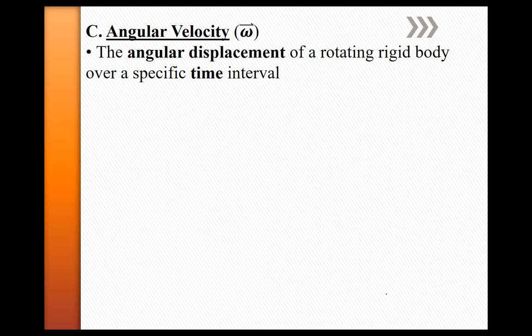So what exactly is angular displacement? Again, we have these perfect analogies between linear motion and rotational motion. If I talked about translational motion, velocity is the rate at which your displacement is changing. So what would angular velocity be? Angular velocity would then be the rate at which your angular displacement is changing, or as I've worded it here, the angular displacement of a rotating rigid body over a specific time interval.